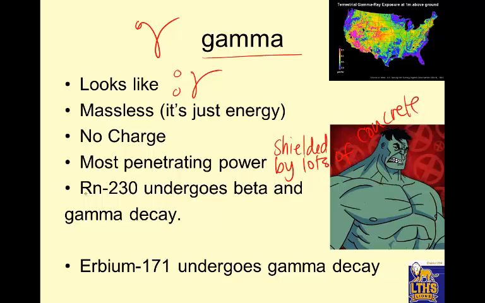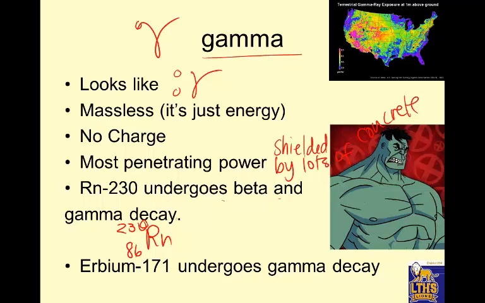Okay, so this element is radon-230. It's the isotope of radon, and it undergoes beta decay and gamma decay. So you write the symbol for radon. We know the mass number is 230 because the number after the dash is the mass number. And we look up radon in the periodic table, and we find it, element number 86.